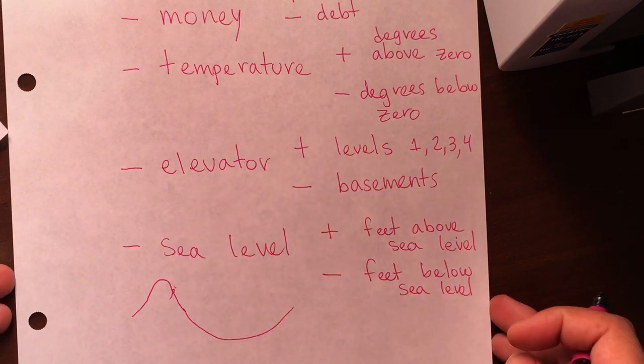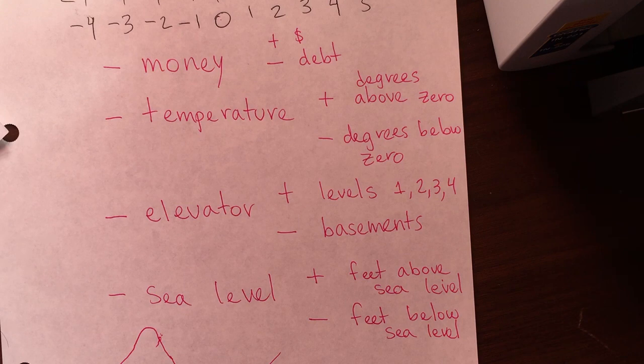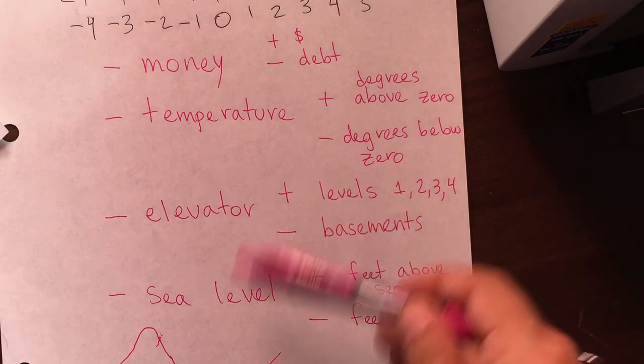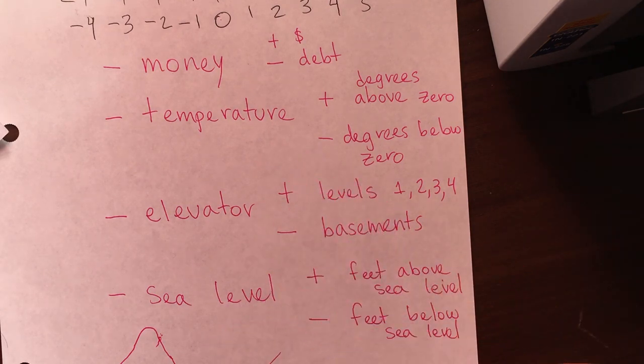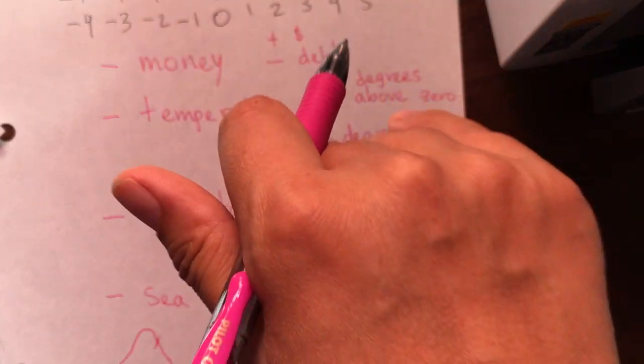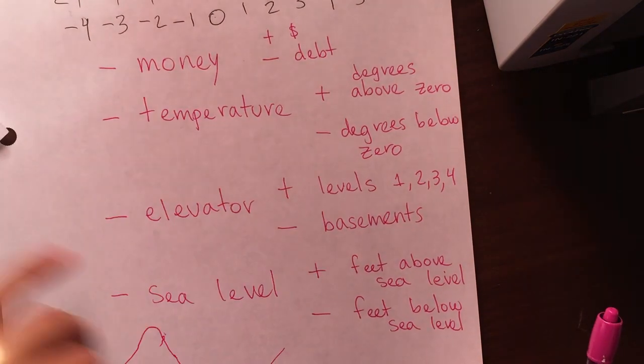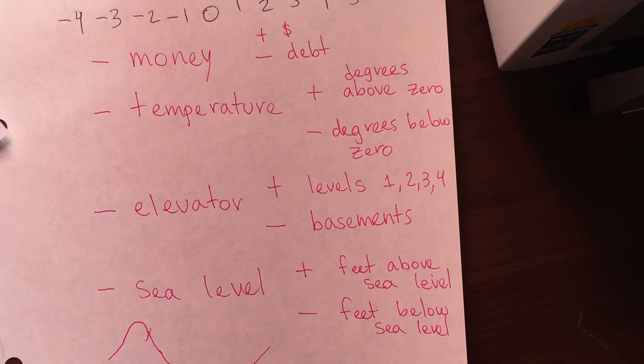So these are some ways in which integers are used. There are others, such as going in an airplane, positive is going up, and negative is when you're descending, okay? But these are good examples of where we use integers.